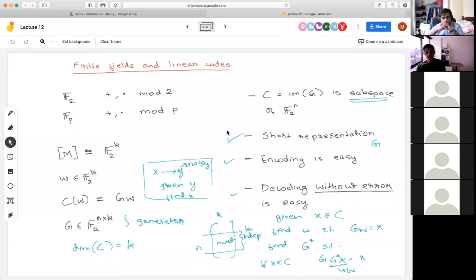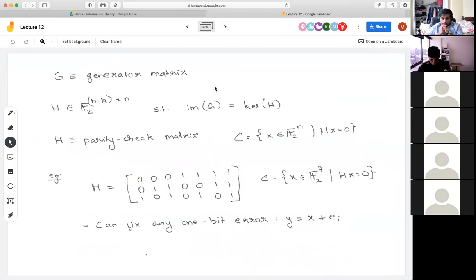Rate-wise, these codes are good. You can show that random linear codes also achieve capacity, like we argued for random codes, although the argument is a little more involved. We'll not necessarily go through it. But these codes are not bad. They pretty much have all the nice properties we have seen so far. At the same time, they have a lot of additional structure, which is nice. Any questions before we proceed?